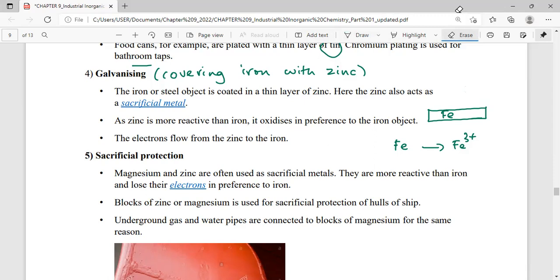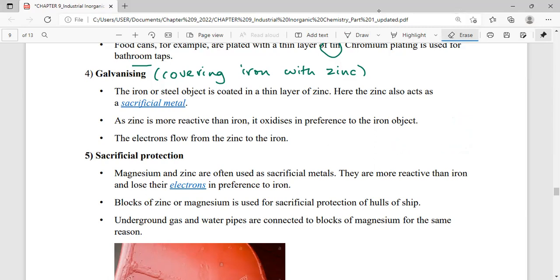Is that clear? That is why we see roofs of buildings. Initially they are very shiny, because some roofs make use of galvanized iron. After some time you will see the rust brown color. That is due to the loss of the zinc layer. So in this case, the zinc metal is used up instead of the iron.